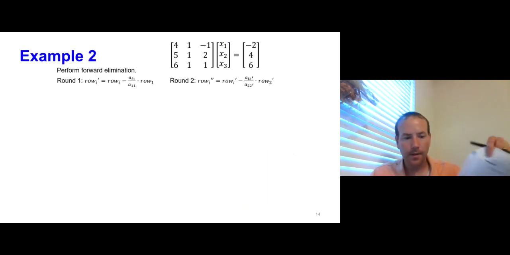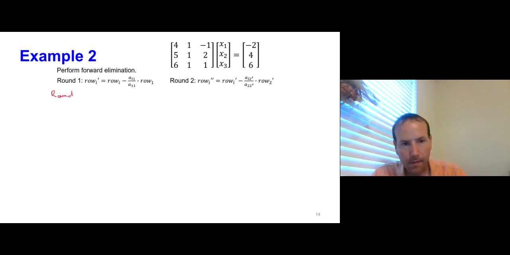Okay, so that can be confusing to look at those plots, and so what we're going to do now is do an example of a 3x3 matrix, so you can see how that gets applied in a little bit more complicated scenario. Basically, in round one, our pivot coefficient A11 is 4.